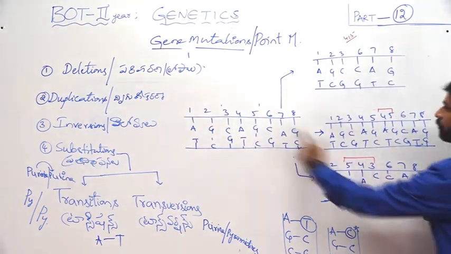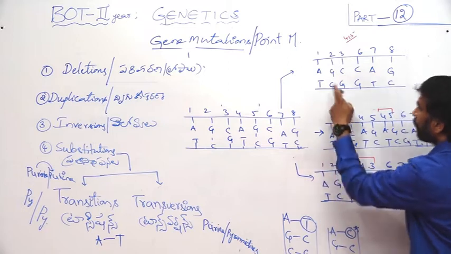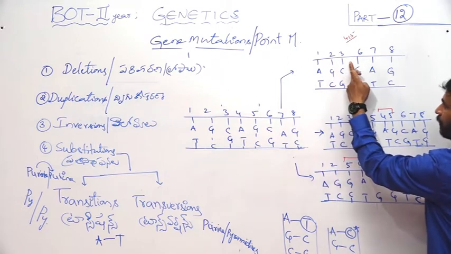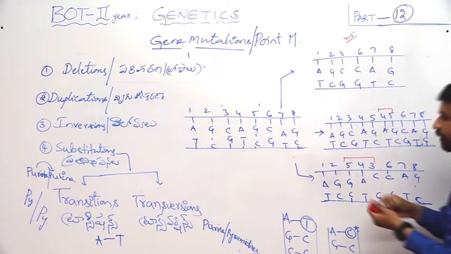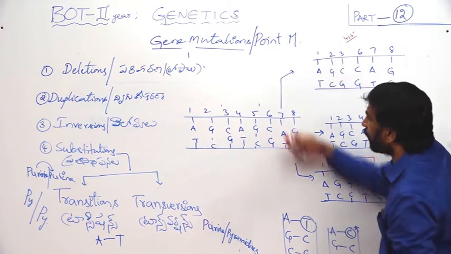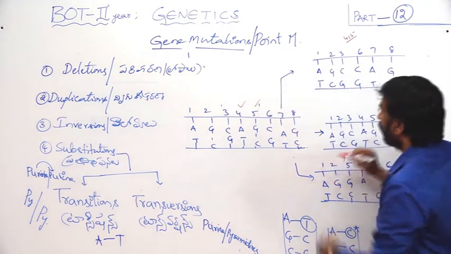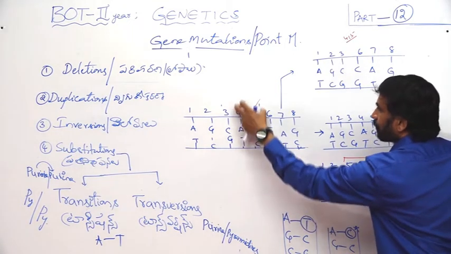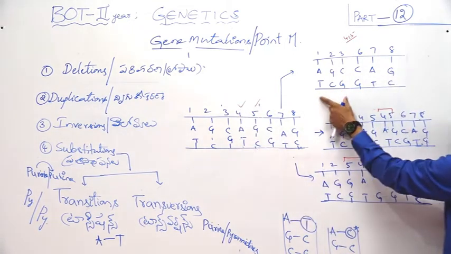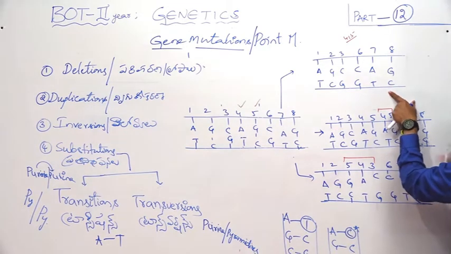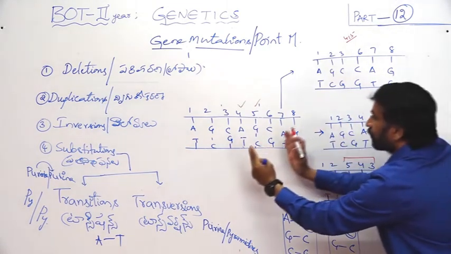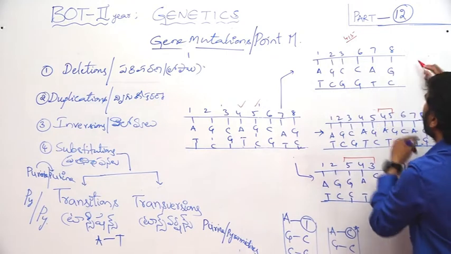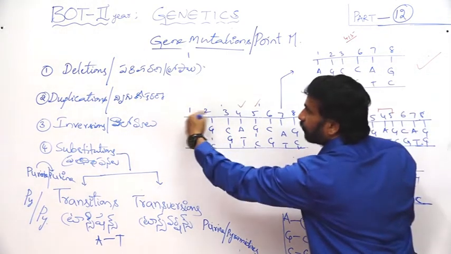See here, 1, 2, 3, 4, 5, 6, 7, 8 pairs are there. So here 1, 2, 3, 6, 7, 8 means what? These 4 and 5, this pair of nucleotides, were lost. So these two pairs of nucleotides were lost. Because of this, here you are getting only this type of sequence, and this loss of nucleotides leads to the mutation, and that is known as a deletion type of mutation.